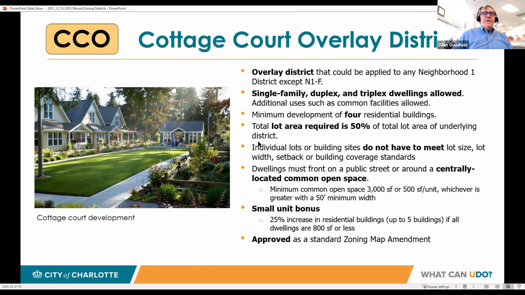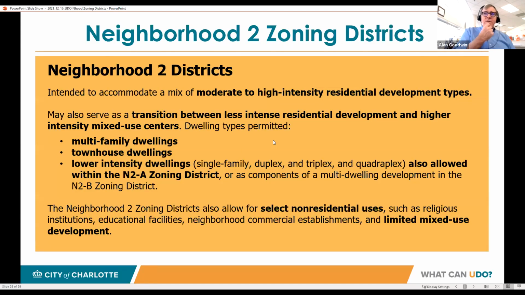But it is not necessary to do that to build a tiny home. So I want to move into the neighborhood 2 districts because, again, we've got a short amount of time and it seems like a lot of questions to get through. So neighborhood 2 districts will correspond to the neighborhood 2 place types that are being mapped through the policy mapping process. And neighborhood 2 is more a mix of moderate to high intensity residential development, or is a transition between less intense residential development and higher intensity mixed use centers.